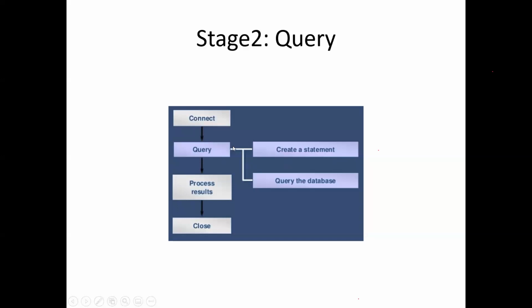After that, we will process our aim. Suppose we will retrieve some employees' information from the employees table. In that case, we will write the query select star from employee. Like that, we will write the query. That is, we write a query related to whatever aim we have. That is the second stage.